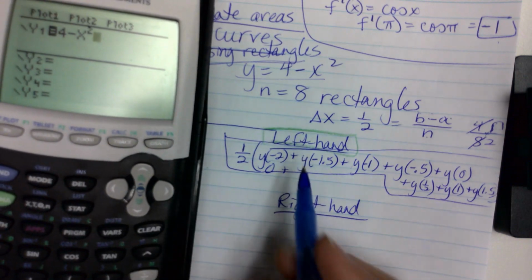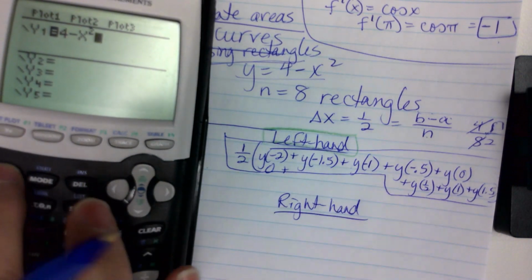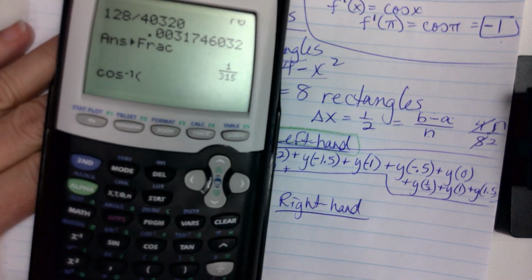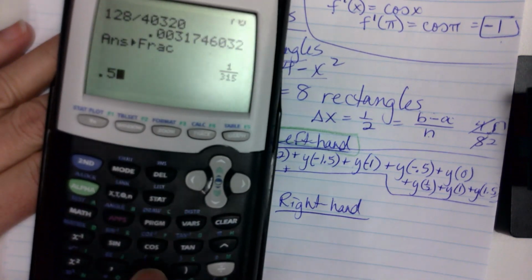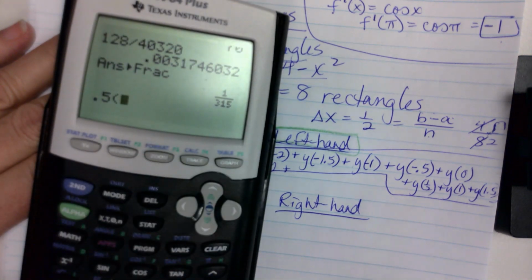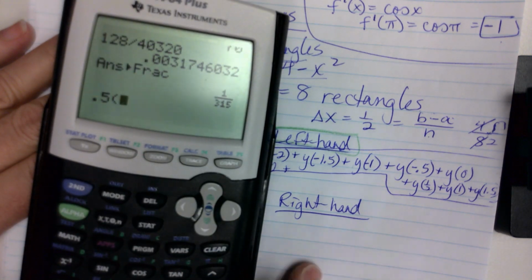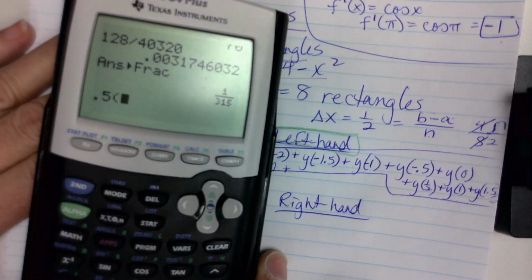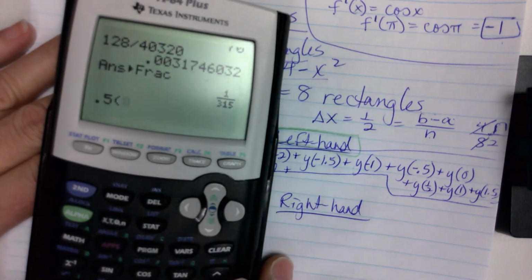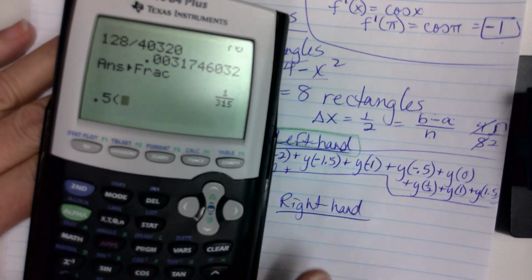So, on your calculator, quit out of there. Second mode is quit. Mode is right beside second.